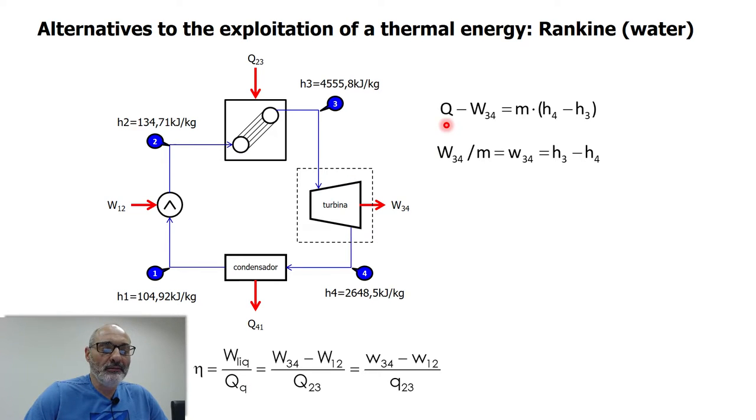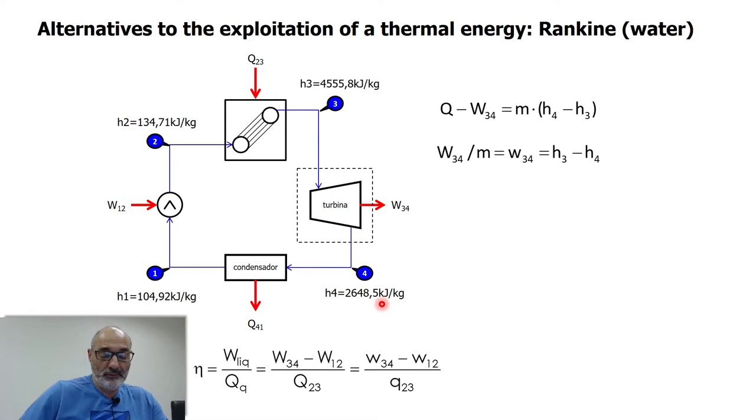So we know that the amount of heat is zero because it's isentropic. There's no heat exchange between the system and the environment. It is isentropic, but there is work. So if we apply the first law, we get that the work W34 equals the enthalpy change. So we have this in terms of specific numbers, H3 and H4. H3 is here, H4 is here.